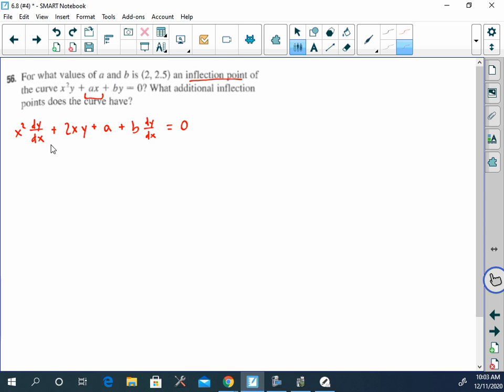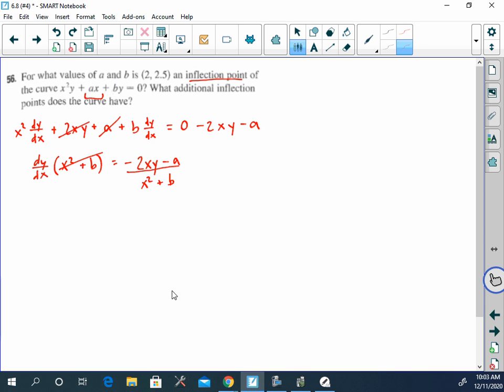If you remember, to get dy dx by itself, we're going to move these things to the other side. So let me just do that right away. Negative 2xy by subtracting it, and minus a, subtracting it. And then factor out a dy dx. And then we divide this over, right? Everybody okay with what's up there right now?